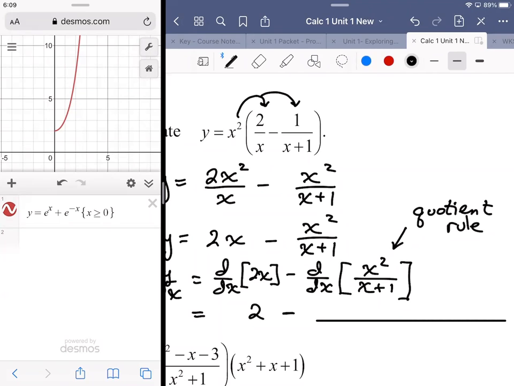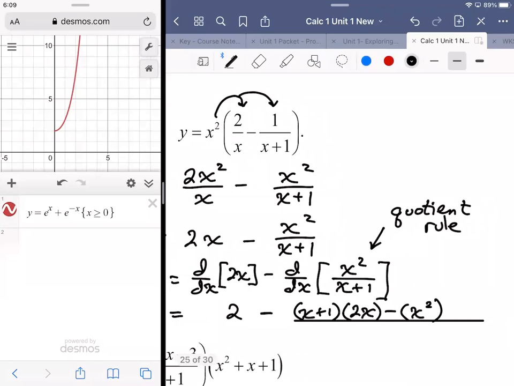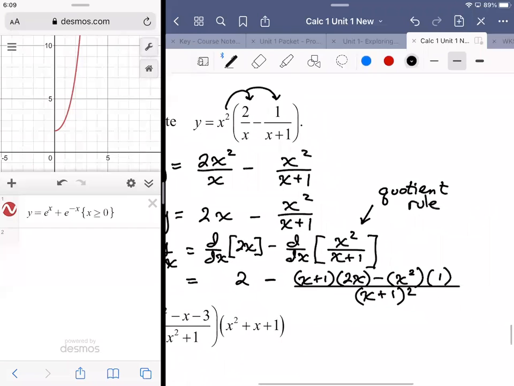So low is x plus 1. D high, meaning the derivative of the high part of the expression, as in the numerator, derivative of the numerator is 2x, minus high, x squared, d low, derivative of x plus 1, well, the x goes to 1, the 1 goes to 0, so it's just a 1, over the denominator squared, and away we go. And so that would be your derivative.